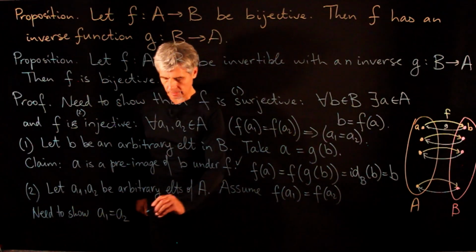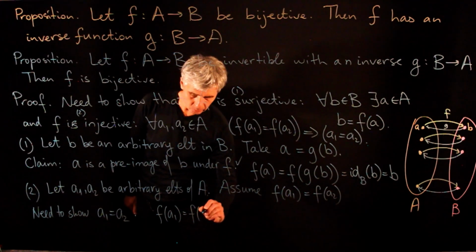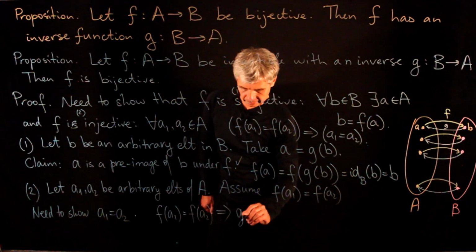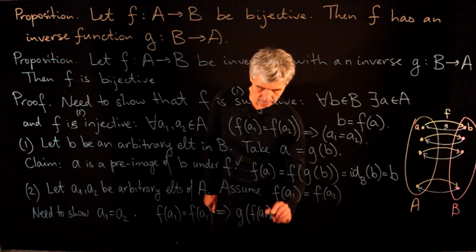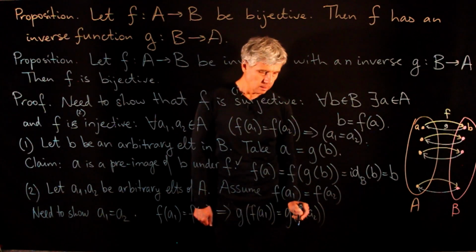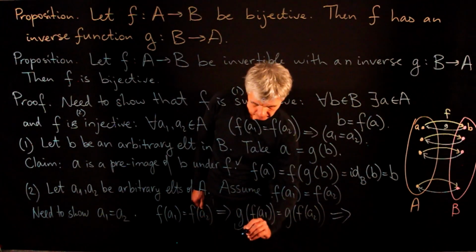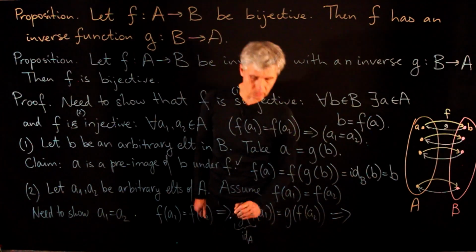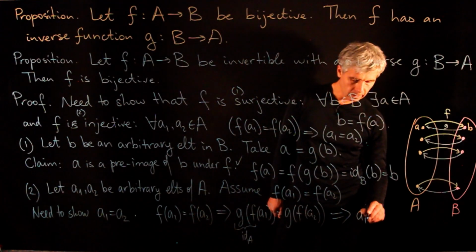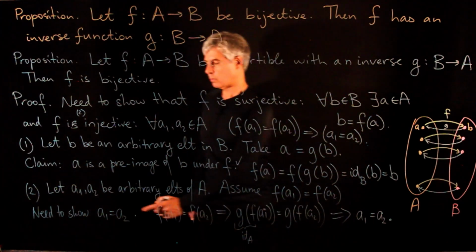Now, how do we prove this? If f of A1 is the same as f of A2, then let's apply G to both sides. So this will imply that G of f of A1 is equal to G of f of A2. But what's the composition of G with f? Well, by definition of inverse function, this is identity on A. And so this means that the left-hand side here is just A1, and the right-hand side is just A2. And this gives us exactly what we need.